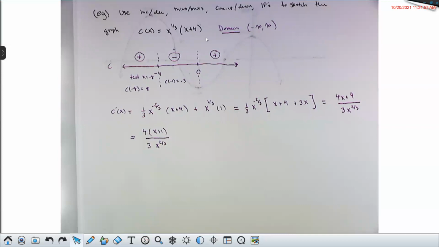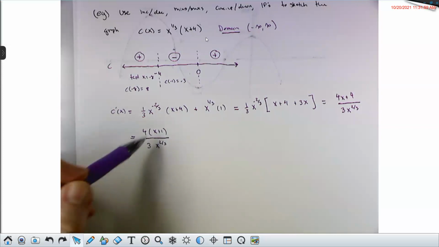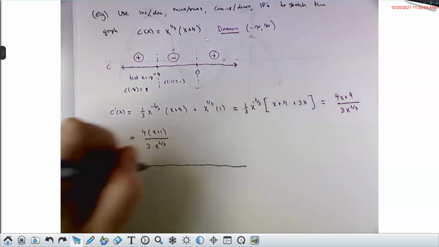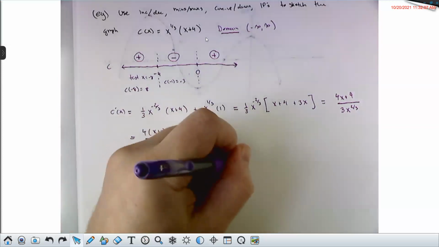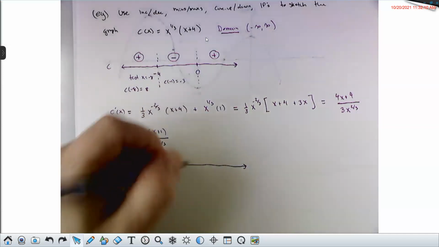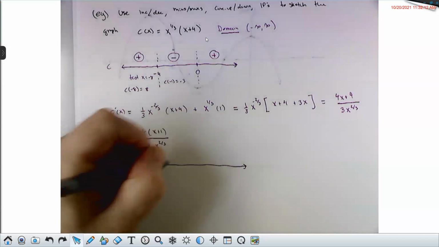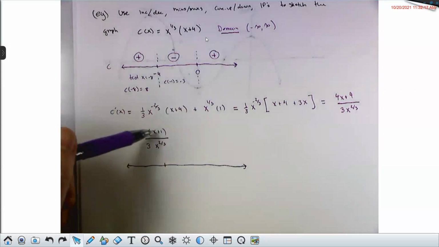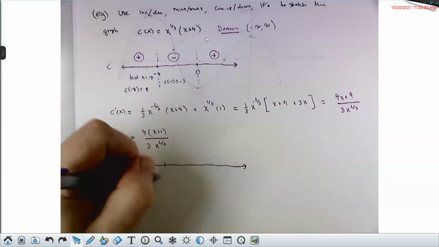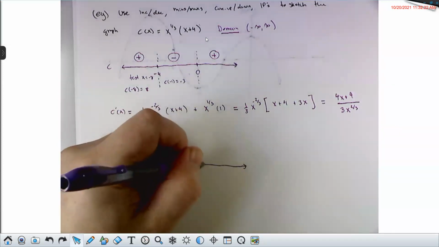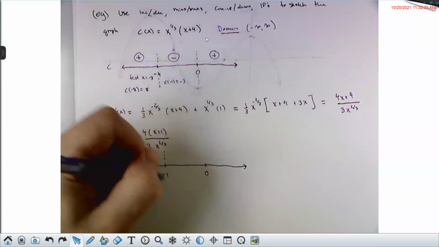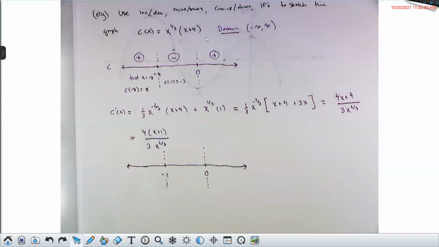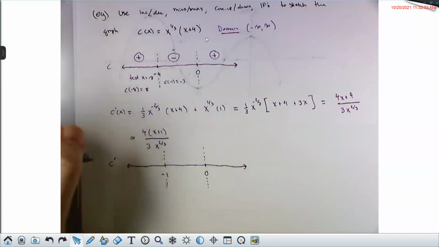So what are the critical numbers? Where is this thing capable of changing sign? Where is this thing 0 or undefined? It's undefined when x equals 0 for starters. And it's 0 when x equals negative 1. So this x plus 1 factor is 0 at negative 1. So negative 1 and 0 are the critical numbers. Those are the places where the derivative can change sign. And this will be my number line for the first derivative, c primed.